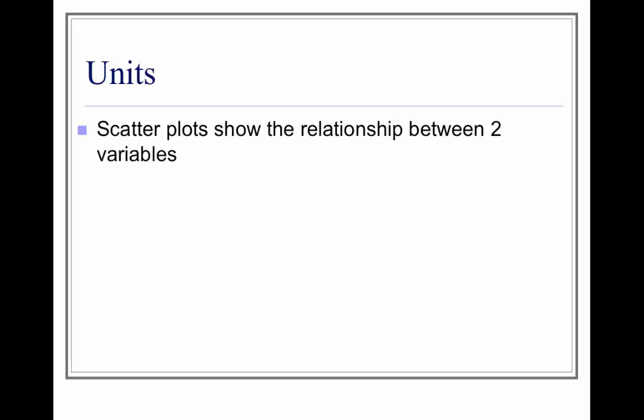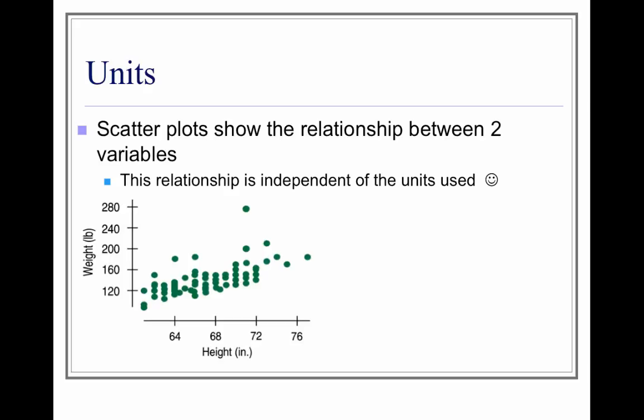Units. So units are important because it's how we know that we're dealing with quantitative data, but the scatter plot shows the relationship between two variables. That relationship doesn't change regardless of the units. So, for example, here we have a scatter plot showing the association between height in inches and weight in pounds. If I were to describe the association, I would say that it is moderate, positive, and appears to be linear. And we may have an outlier at 72 inches and 280 pounds.